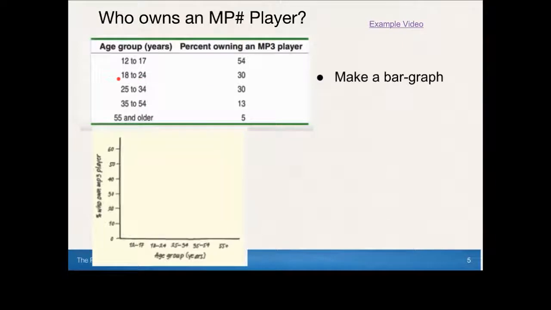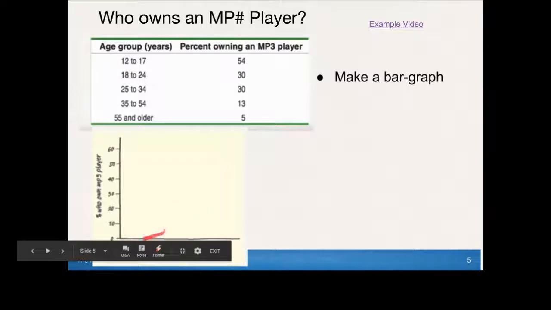30% in the age group of 18 to 24 also owned MP3 players, and so on. So what we're first going to do is make a bar graph out of it. If you have your notes, you can pause the video right now and make your bar graph.